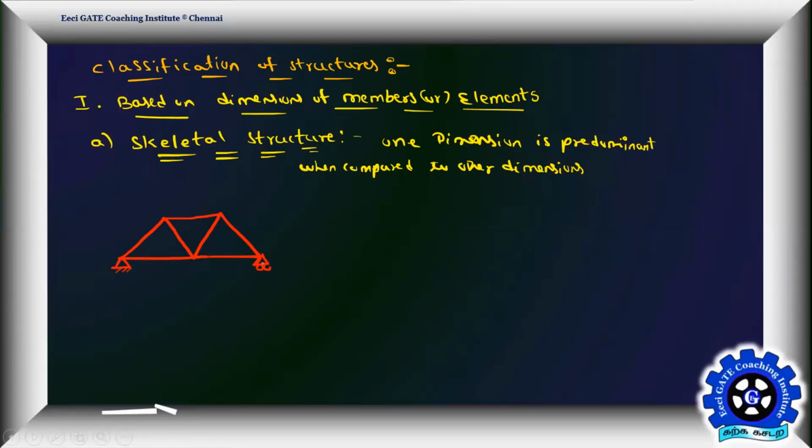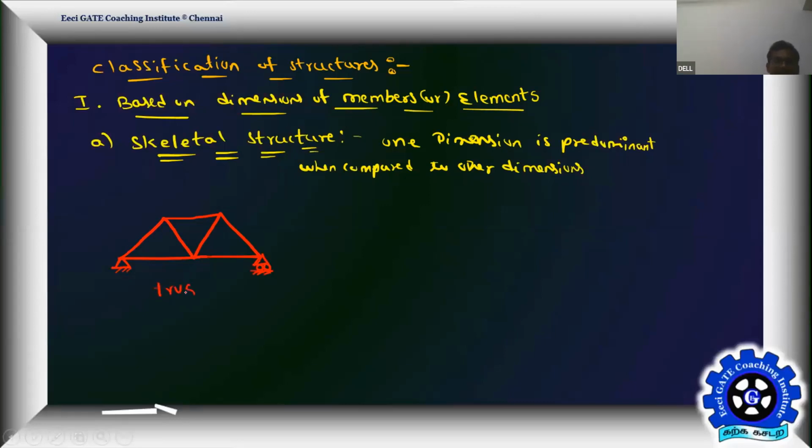Length is more than the diameter or cross section of the bar. Yes, exactly. Every element in this truss, its length is very large when compared to the cross section. The cross section you cannot notice. You can see only the length of the elements. Yes or no? This is what we call a truss.